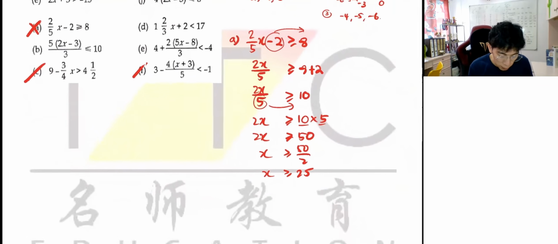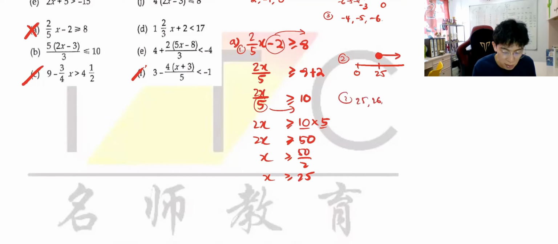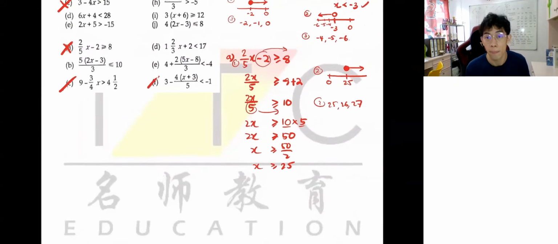So after you get this one, then what happened? Okay, step 1 done already. Come into step 2. Step 2, so I have to draw a number line. Wow, this one very big. Oh, 25. Correct or not? So this one 0 over here. So put a ball there. Then after that, you have to color this, and they say go this direction. So my answer is number 3, 25, 26, and 27.